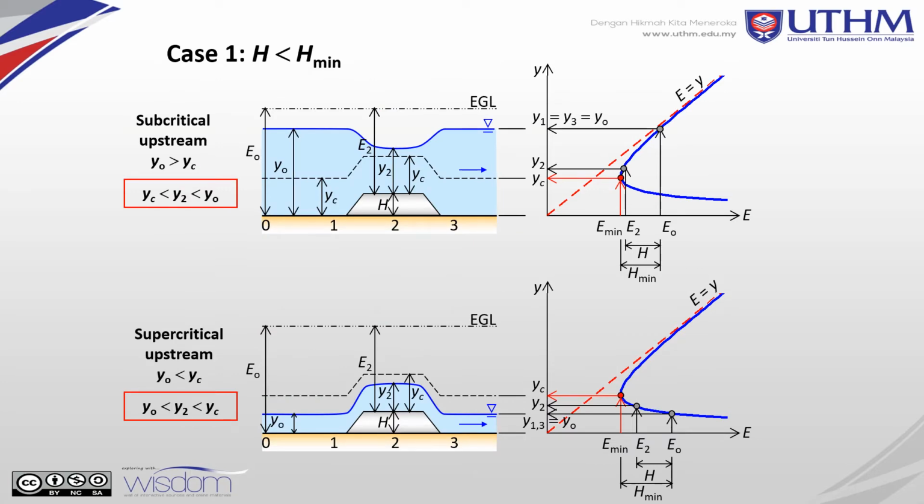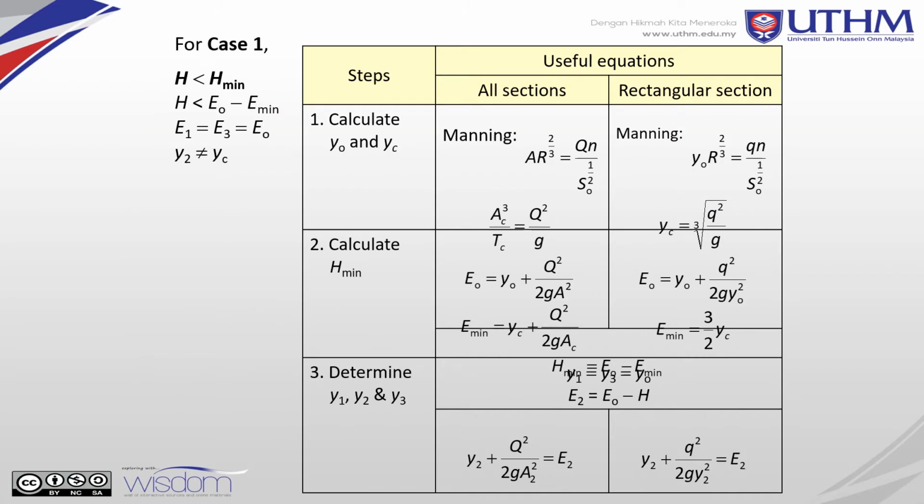Look at case 1. Case 1 is when H is less than H minimum, with subcritical upstream, Y0 more than YC. In case 1, YC is less than Y2 and less than Y0. So this is the figure of case 1. When it is subcritical and when it is supercritical, the figure is just this parabolic figure, using the specific energy.